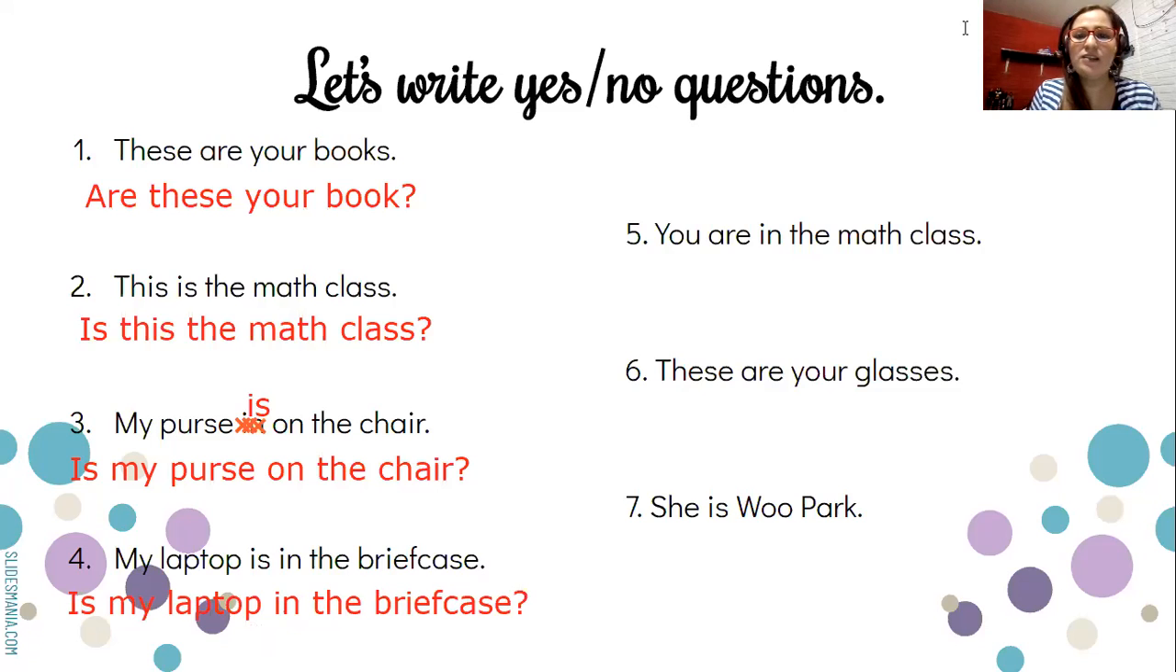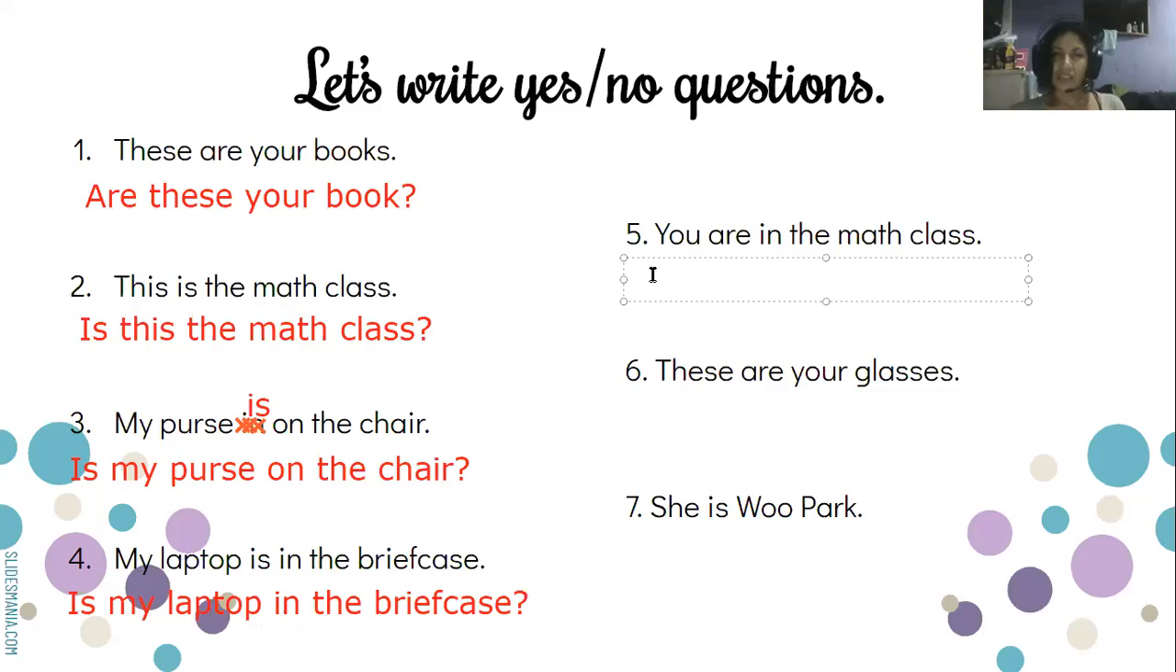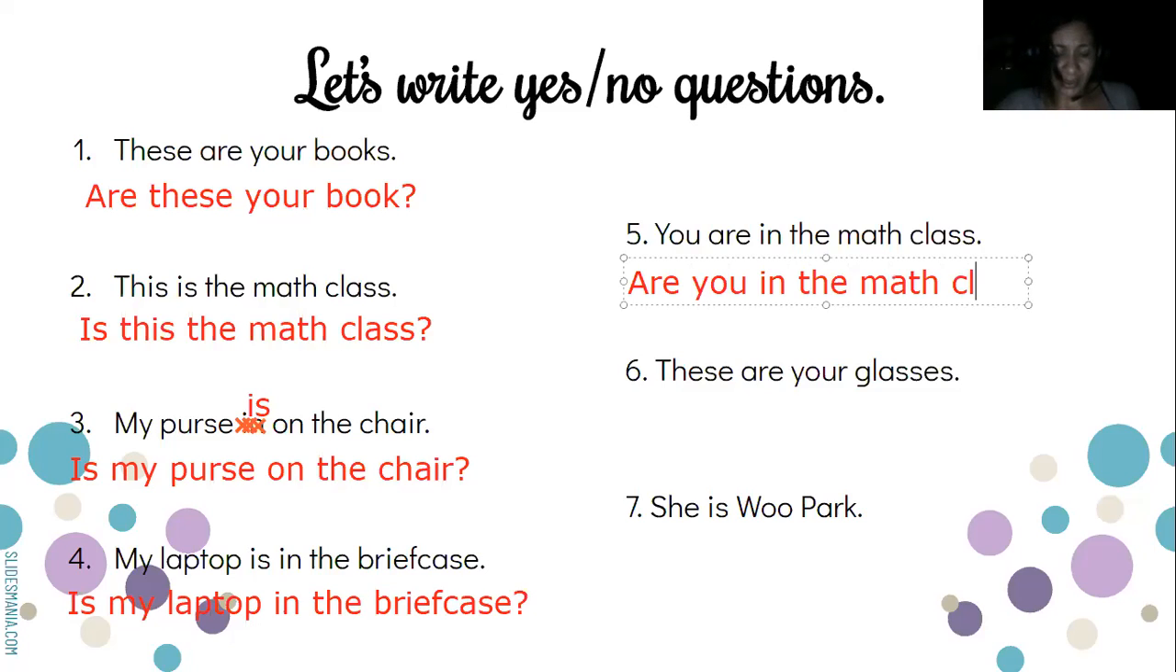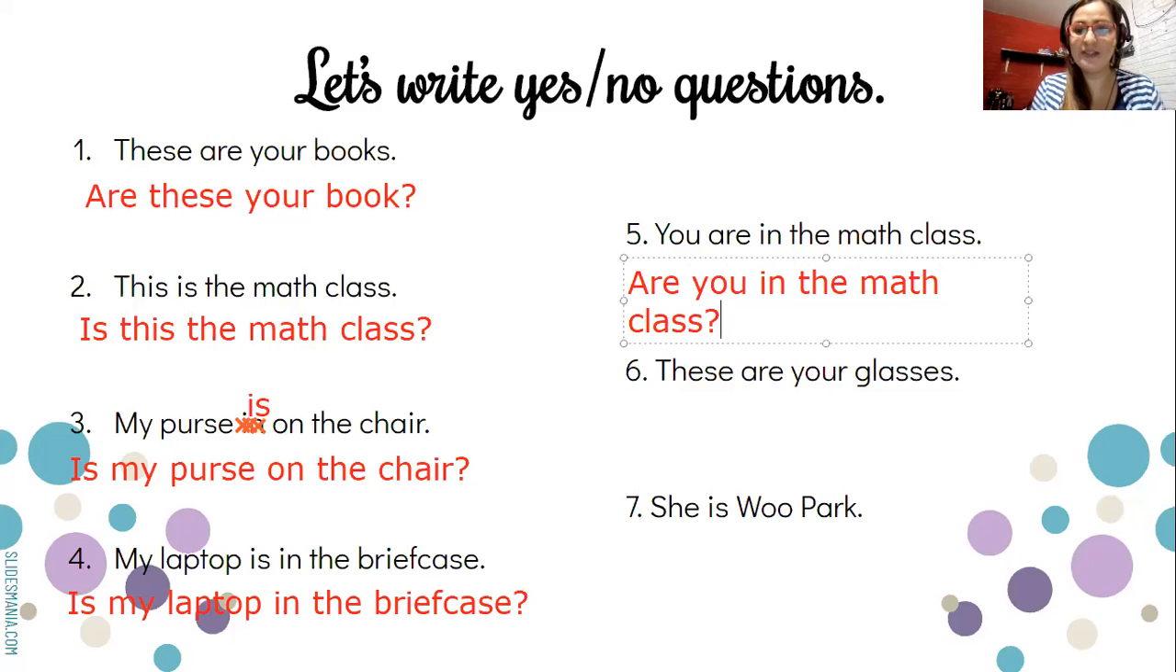Now, Jenny, number five, please. What is the question in number five? Jenny Gloribel. No sé quién era la que estaba levantando la mano. I'm sorry. Jenny, you are in mute. Jenny Gloribel, está apagado su micrófono. Okay, yeah. Thank you. Are you in the math class? Okay, very good. Are you in the math class?